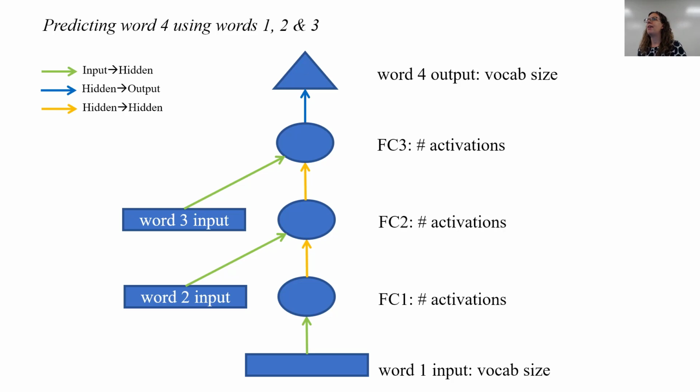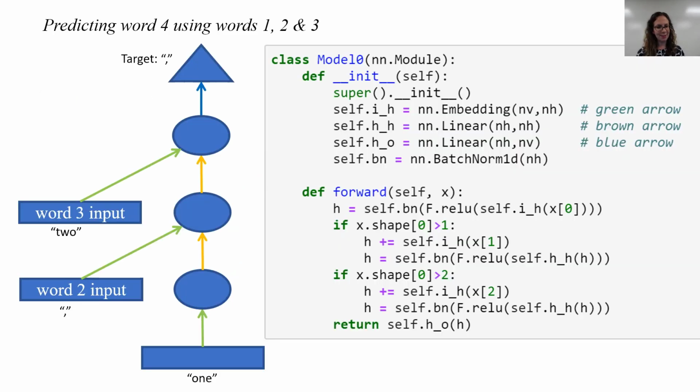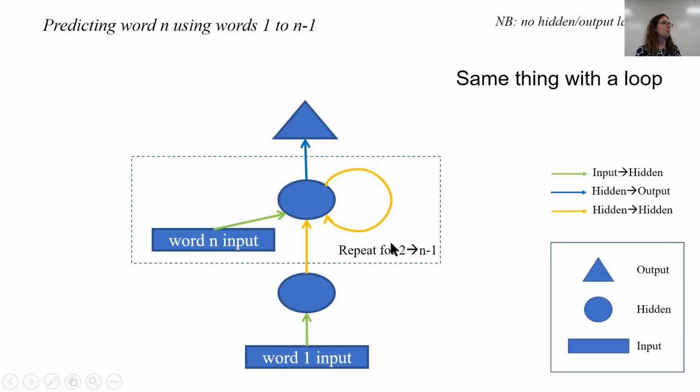Questions about what's going on here? Yes? I'm wondering, how do we combine the previous hidden layers with the new words upcoming? That's a good question. We'll see that in a moment. This is a good lead into the next code. How are we combining those? So here you'll see we're just doing a plus equals.